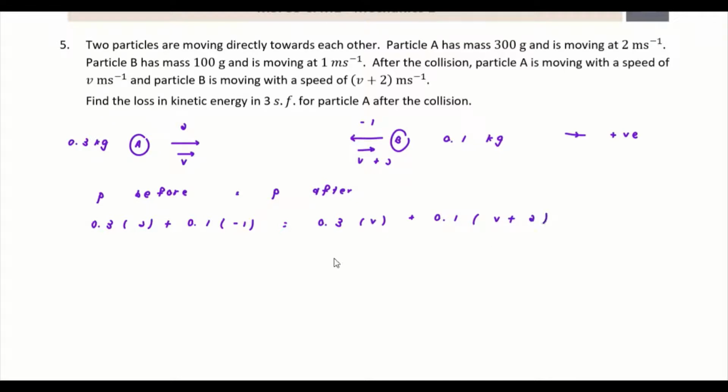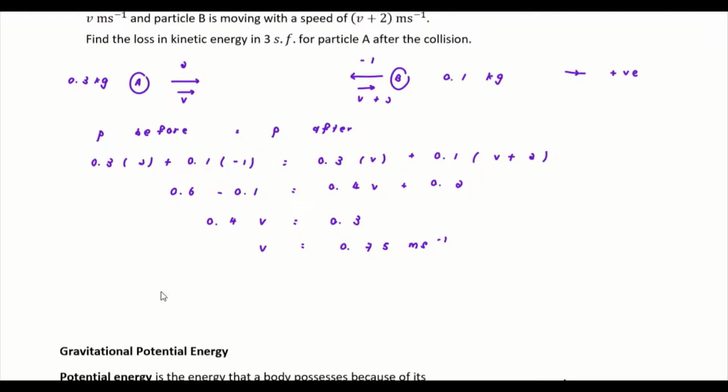So now let's solve for v. So 0.6 minus 0.1 equals, after we add it together, 0.4v plus 0.2. So when you solve it, we have 0.4v equal to 0.3, and 3 divided by 4 gives us 0.75 meters per second. Okay, so after we got this, now we can proceed to find the loss in the kinetic energy.